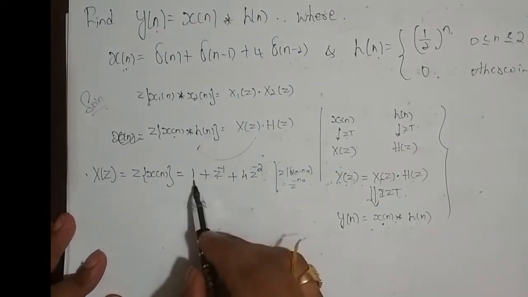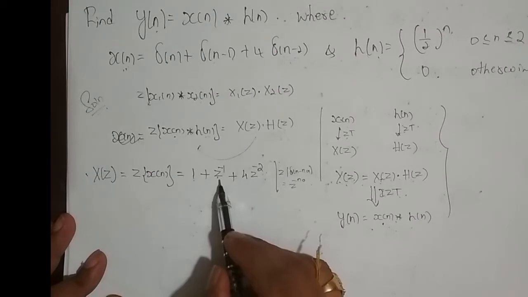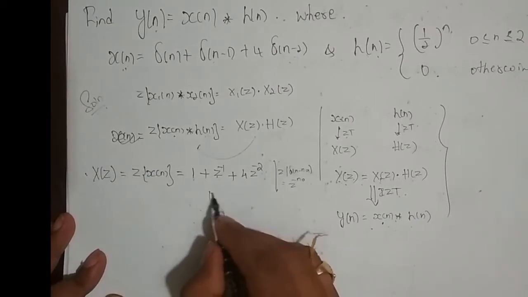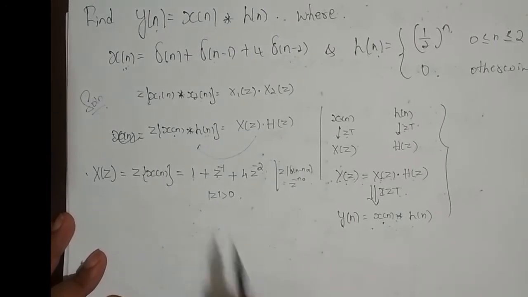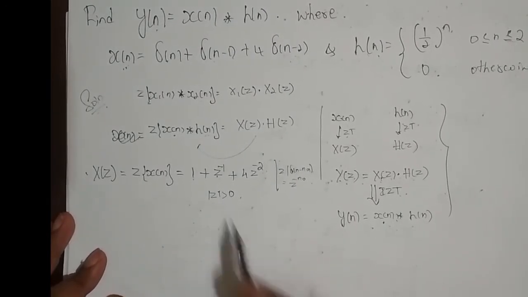Fine. So this is magnitude of z greater than 0, magnitude of z greater than 0, magnitude of z greater than 0. So the whole ROC is magnitude of z greater than 0. Combined ROC, I should not forget the ROC.